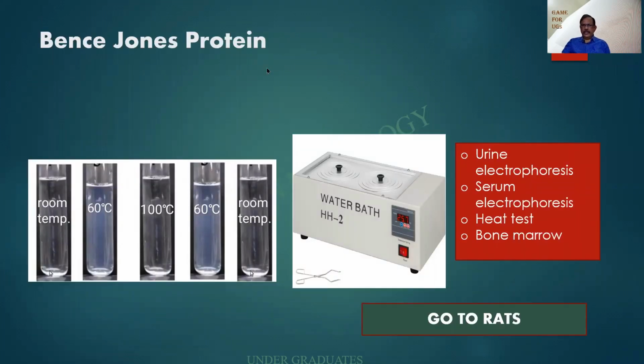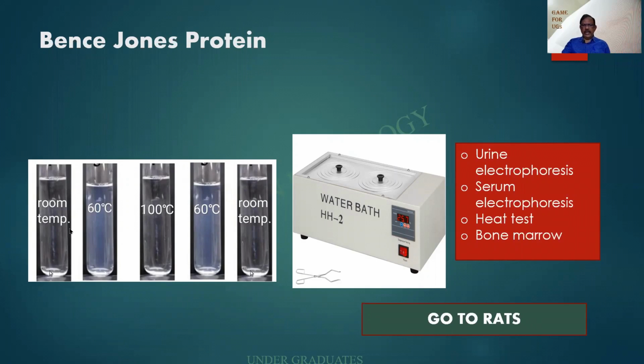This is how the Bence-Jones protein is done. You will be asked and you have to answer. At room temperature, this is how the urine appears. On heating, between 55 to 60 degrees, there is a precipitate. Further heating to 100 degrees, it disappears. On cooling, it reappears, and at room temperature, it disappears. So this is the Bence-Jones protein.